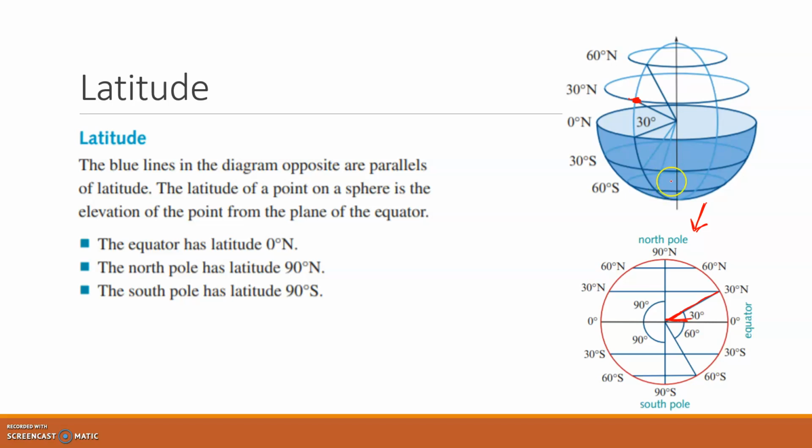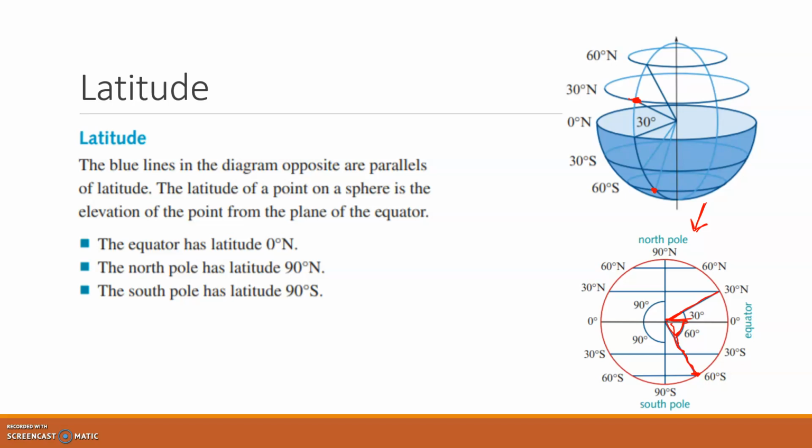Now, this point down here is on the 60 degrees south parallel of latitude. If I look at the cross-section of the Earth, the way we obtained that was it's about here on the Earth's surface, and there's a 60-degree angle between the equator and that point. So that's how the parallels of latitude actually work. They're horizontal lines, but they tell you how much of an angle you are elevated or de-elevated from the equator.